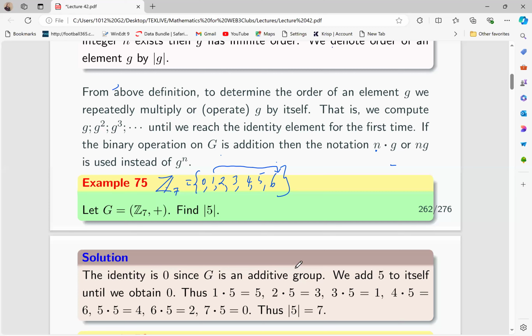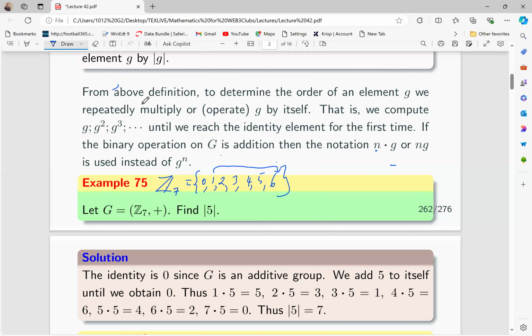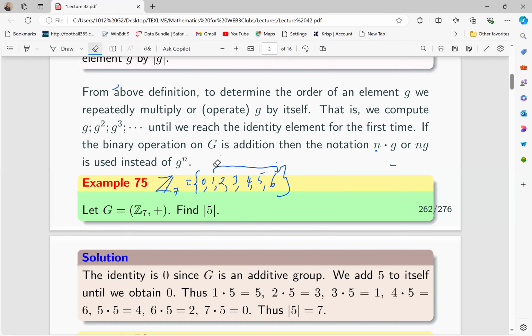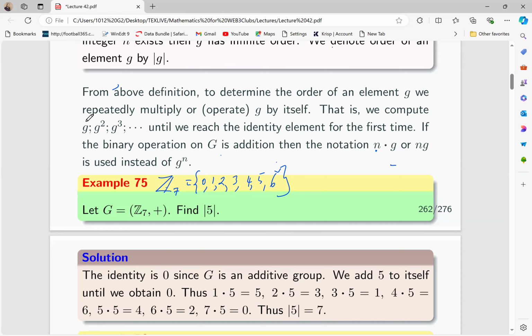But that is why I said not necessarily these elements, because what we are doing, in a real sense, under addition, is how we'll be writing the code. We want to add 5 to itself until the result is 0.